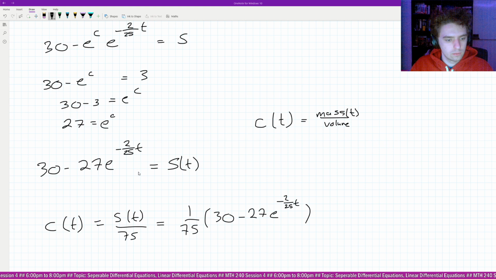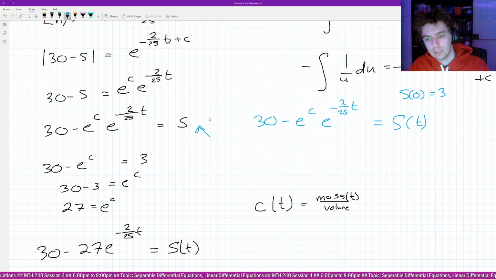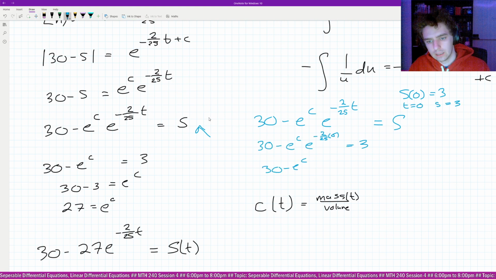So we know that S of 0 should be 3. That means that here t equals 0 and S equals 3. That's what that's saying. So 30 minus e to the c, e to the negative 2 over 25 times 0 equals 3. This is e to the 0, which is just 1. So it's 30 minus e to the c equals 3. And then we continue from there. Okay, thank you. That makes more sense. Okay. Good. Yep.